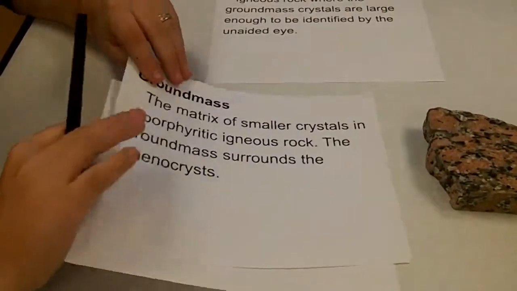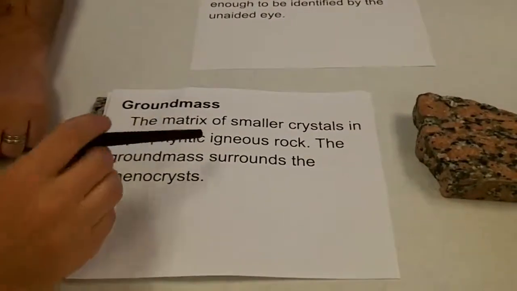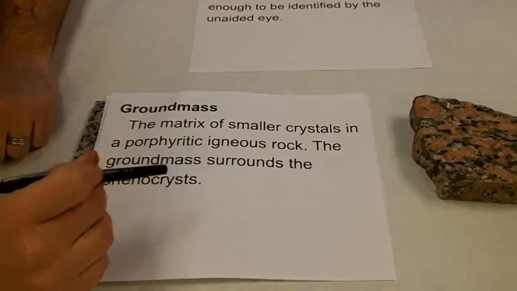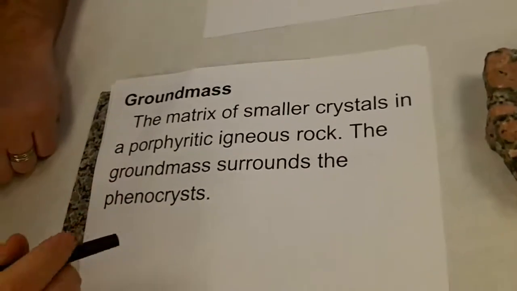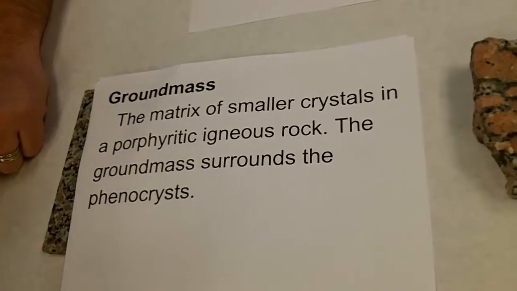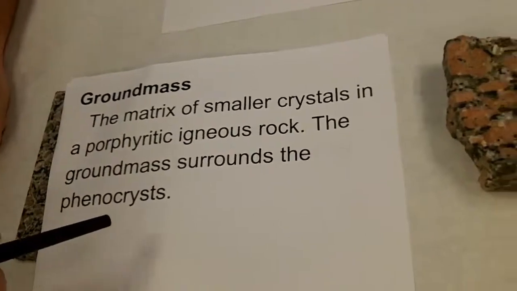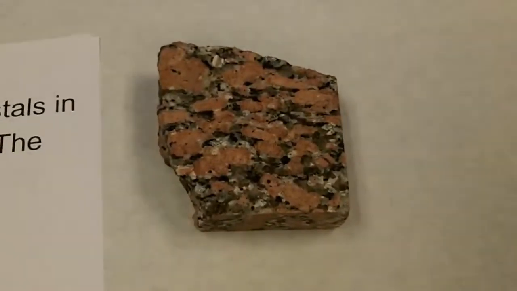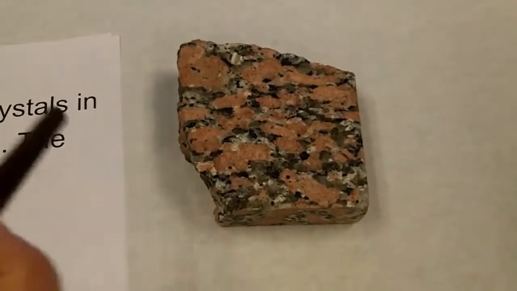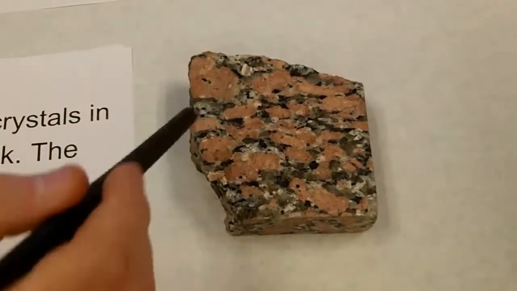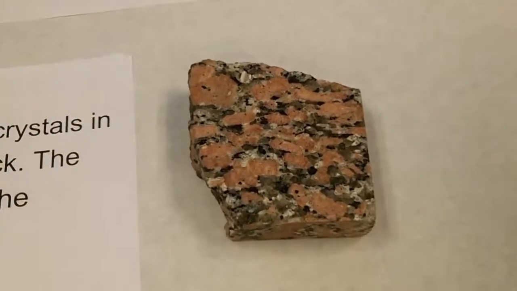And now the groundmass is the matrix of smaller crystals in the porphyritic igneous rock. The groundmass surrounds the phenocryst. So what's the groundmass here? Black and white around it. Yeah, it's everything else that isn't the pink ones, right? That's all going to be the groundmass over there.